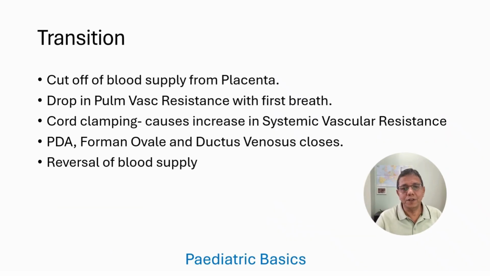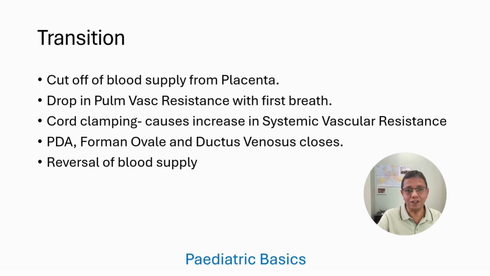Now the changes happening to the circulation of the baby as soon as the baby is born. As we know, the baby's birth cuts it off from the mother, so the placenta is detached and the cord is clamped. The baby takes the first breath. As soon as the baby takes the first breath, there is a significant reduction in the pulmonary vascular resistance, and the pulmonary blood circulation increases drastically.